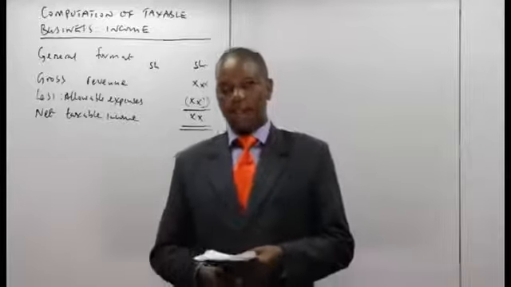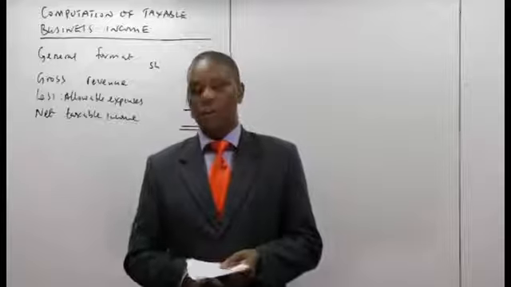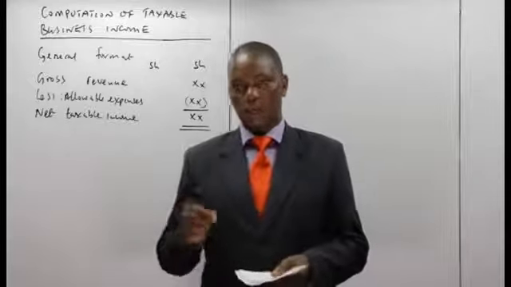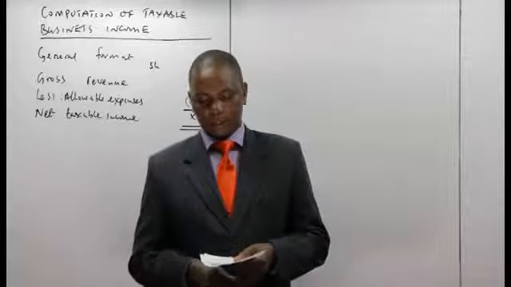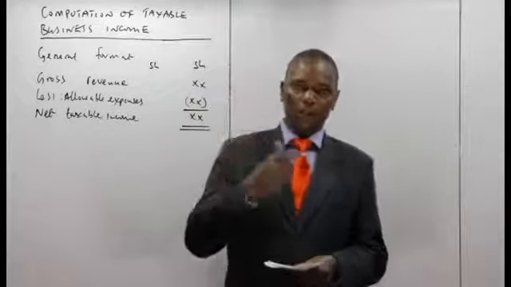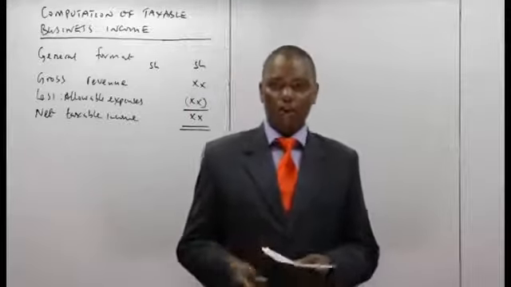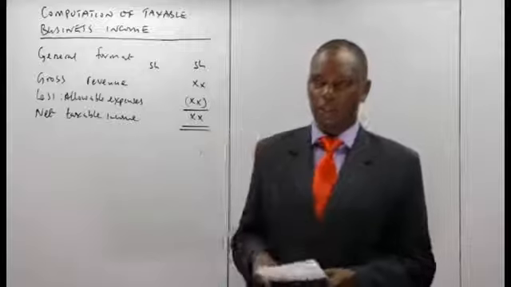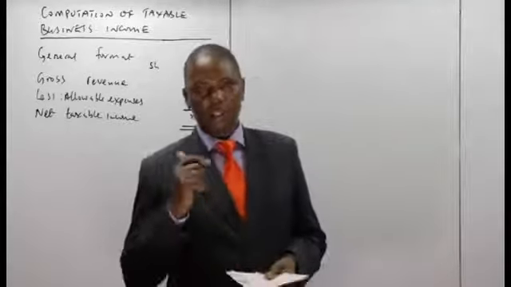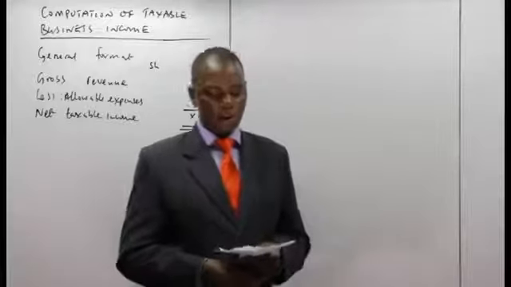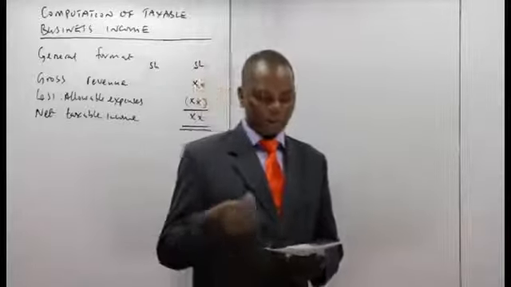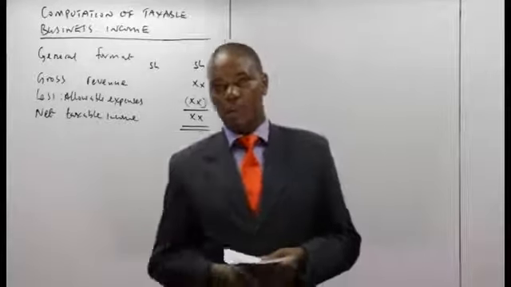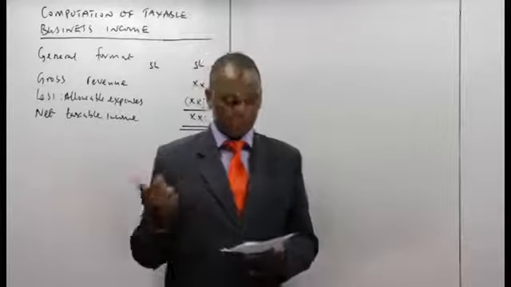Then the 10th item under our list is the entrance fees or subscription fees paid to a recognized trade association. An example here would be the Kenya National Chamber of Commerce and Industry. So that is a recognized trade association. So any subscriptions made to such a body would be allowable. Or expenses paid to, for instance, the Kenya Association of Manufacturers, would be allowable because it's a recognized trade association.